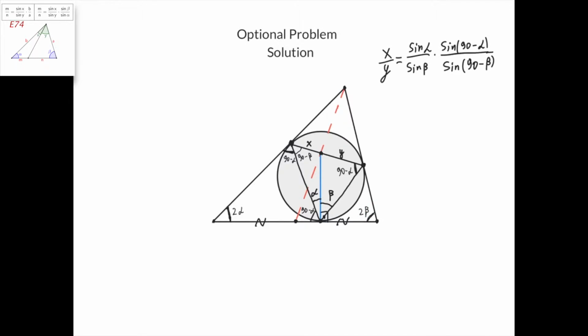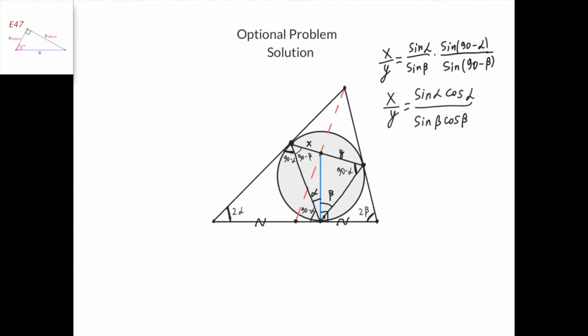Let's apply the law of sines for this triangle and this triangle. We get that x divided by y equals sine of alpha divided by sine of beta times sine of 90 minus alpha divided by sine of 90 minus beta, which is written here. We know that sine of 90 minus alpha equals cosine of alpha, and sine of 90 minus beta equals cosine of beta, and so we can rewrite this expression like that.